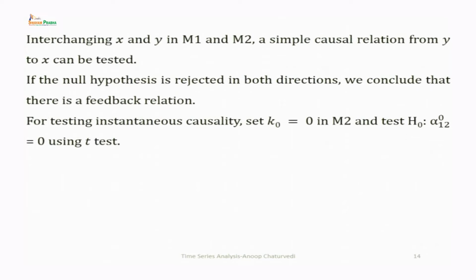Then for testing instantaneous causality, you set k naught equal to 0 in M2, and then you test the hypothesis H naught: alpha 1,0 is equal to 0 using the t test. So, this is simple. Suppose you want to test the instantaneous causality, then you take k naught equal to 0 in the second model, and k naught equal to 0 means you have involved a term containing x t, the current value of x, in the model M2. And H naught is the hypothesis that there is no instantaneous causality, or alpha 1,0 is equal to 0. You can apply the usual t test, meaning the t test for testing the significance of a single regression coefficient.